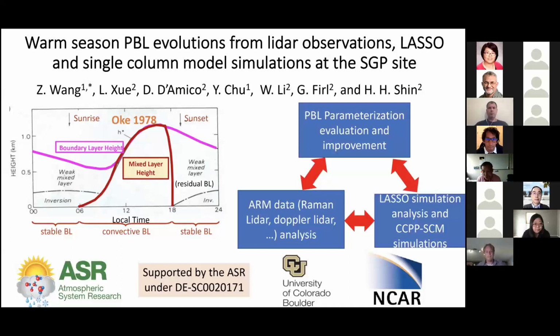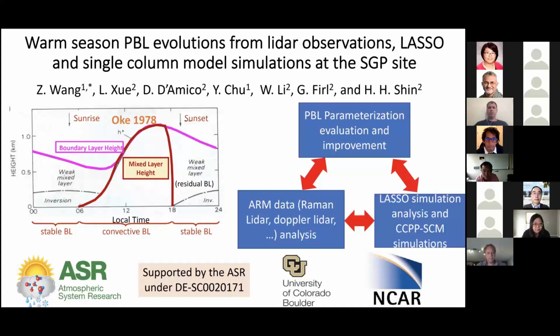Now, to support modeling, we try to provide the truth. The right figure shows the indicator approach. So we try to use data to do the best we can to define this boundary layer evolution. Then using the LASSO ESM model, we're not running all ESMs. So we use LASSO data, combining it with a single column model to address different dynamics and parameterization issues.